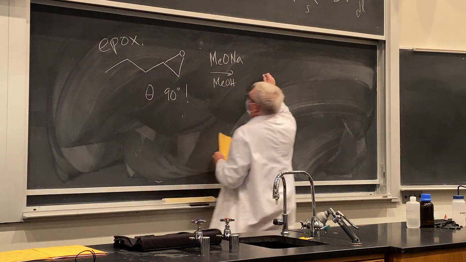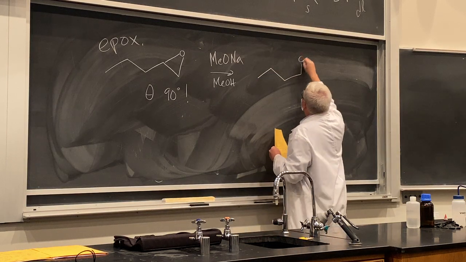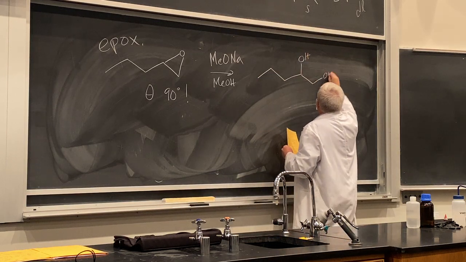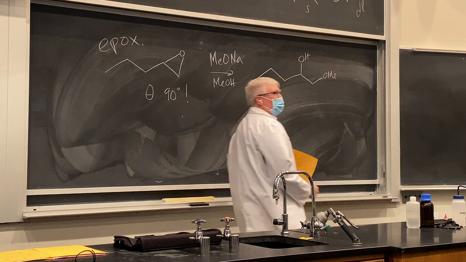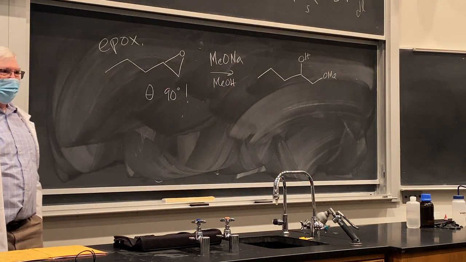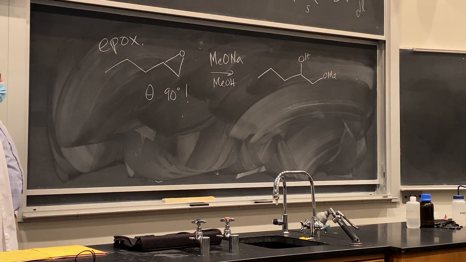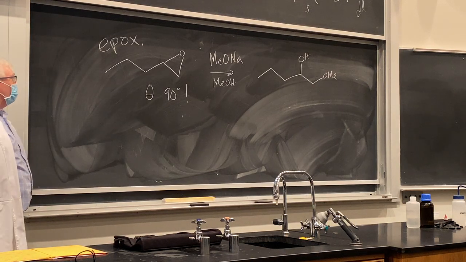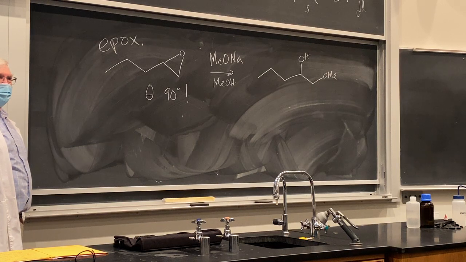And what will be the product? The product will be this. Now, that's a highly functionalized molecule. It's got 2 oxygens on it. One is an ether, one is an alcohol. And notice the ether is at the primary position, and the alcohol ended up at the secondary position.